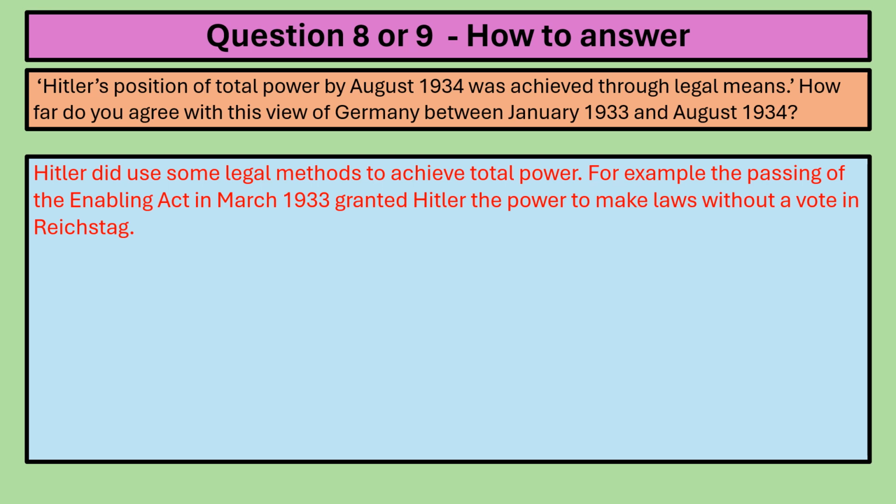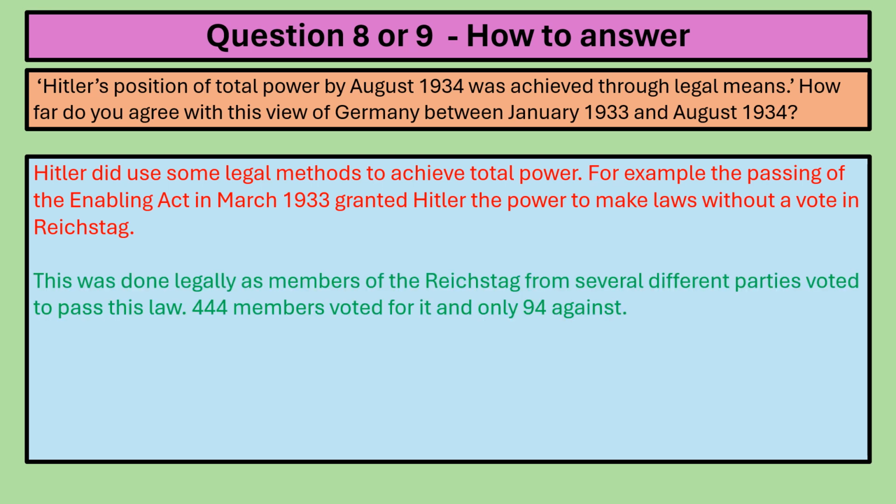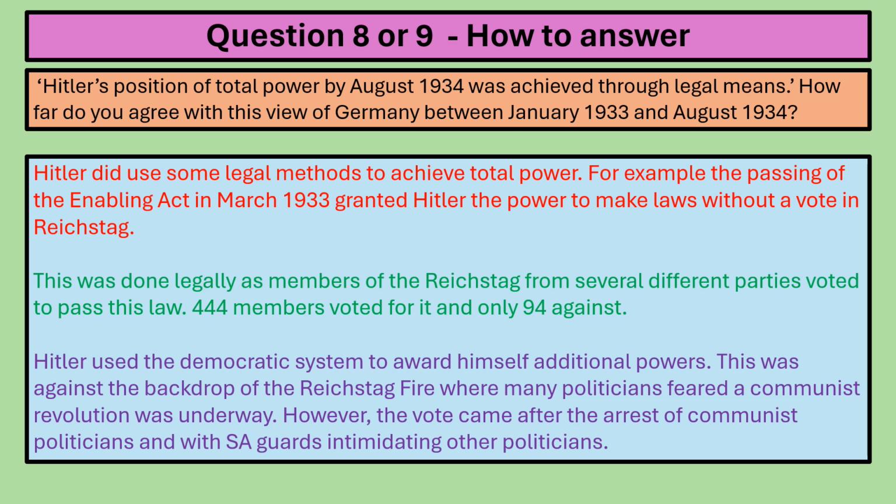So my point, Hitler uses some legal methods to achieve total power. For example, the passing of the Enabling Act that granted him the power to make laws without a vote. Evidence to explain this, well, it's done legally as members of the Reichstag from several different parties vote for this law. 444 members vote for it, only 94 against. Now my explanation, well, how does this help him gain power through legal means? He used the democratic system to award himself additional powers. This is against the backdrop of the Reichstag fire, where many politicians feared a communist revolution was underway. However, the vote came after the arrest of communist politicians and with SA guards intimidating other politicians.